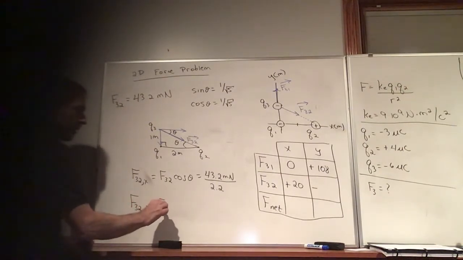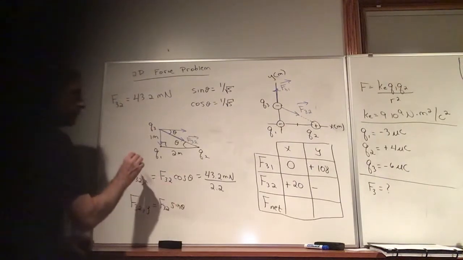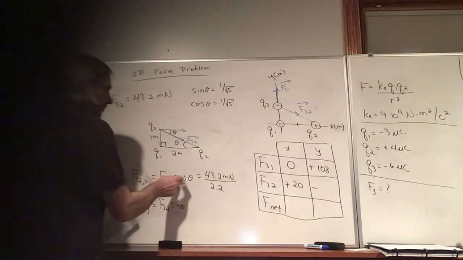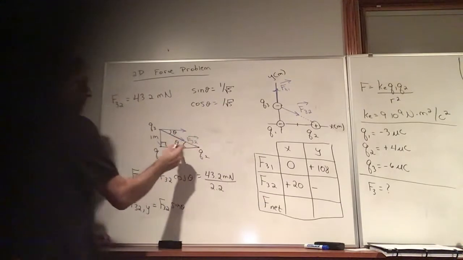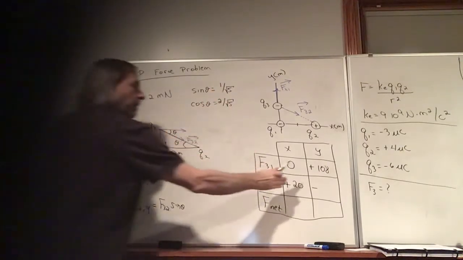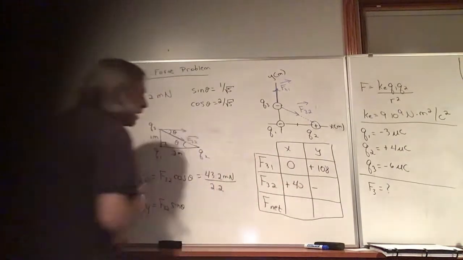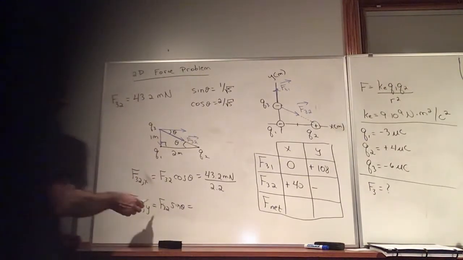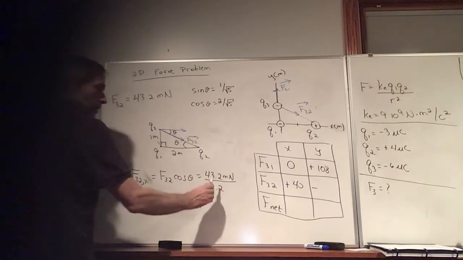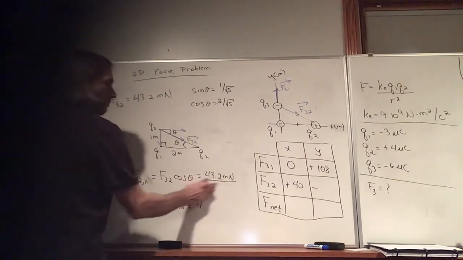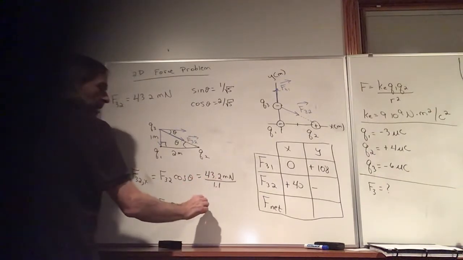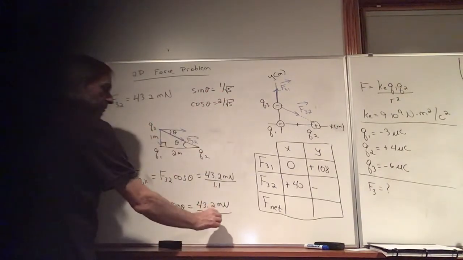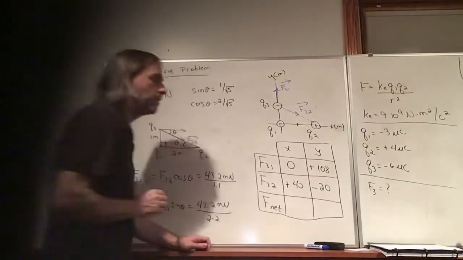Well, that would be F32 times sine of theta. Right. Sorry, I did make a mistake. Cosine of theta, that would be 2 over root 5. Sorry about that. Okay, and now here we have F32 sine of theta. So this would be 43.2 millinewtons, and now we just have divided by square root of 5, which is around 2.2. This one's going to be around 20 millinewtons.